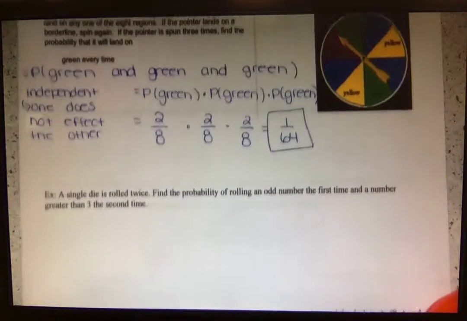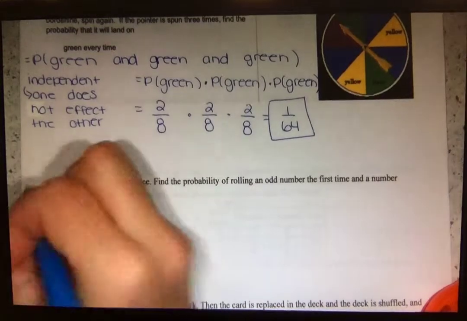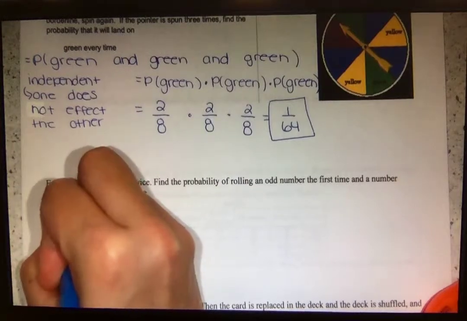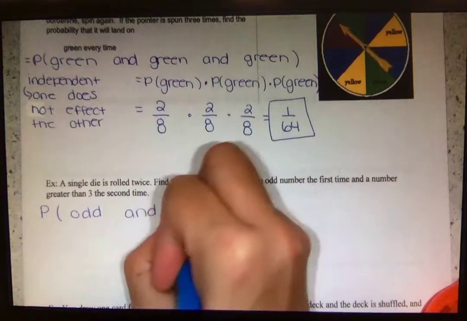So a single die is rolled twice. Find the probability of rolling an odd number the first time and then a number greater than 3 the second time. So we're looking for the probability of odd and the probability of something that's greater than 3.